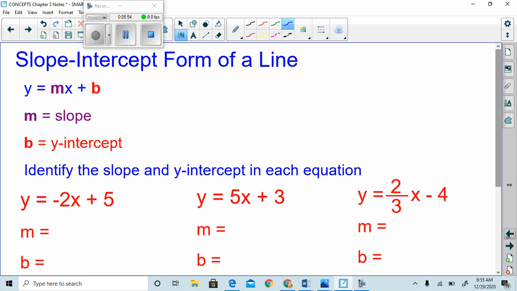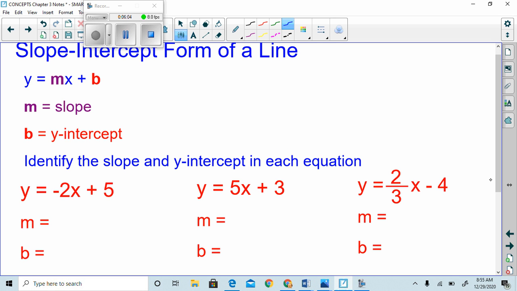y is equal to mx plus b. m represents my slope, and b represents my y-intercept. So let's just start by identifying these key pieces of information. I'm giving you these equations in what we call function form or slope-intercept form. y is equal to mx plus b.